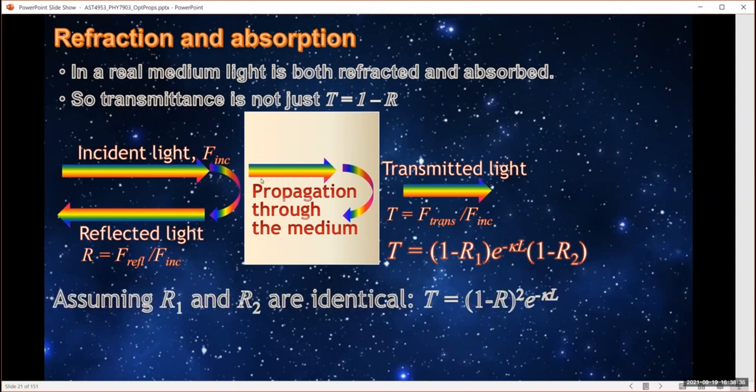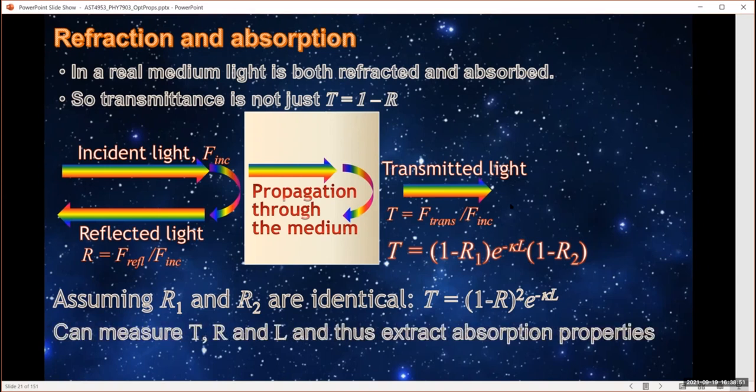We can probably assume that we're going to get similar reflections at this interface and this interface, and so we can make R1 and R2 identical, and then we get an equation like this. And so now we've got something where we can measure the reflected light, we can measure the transmitted light, and we can measure the thickness, L, of our slab, and that means that we can extract the absorption properties of this material.